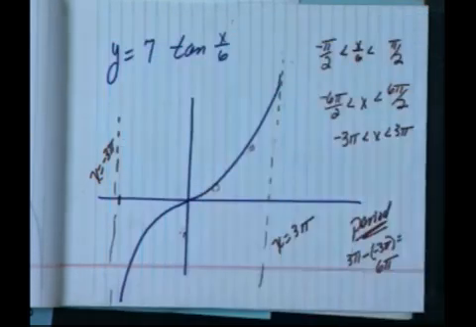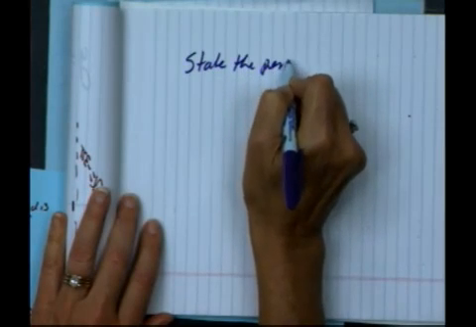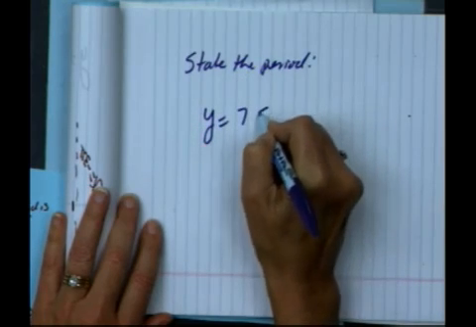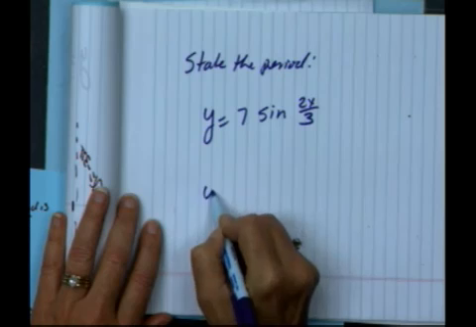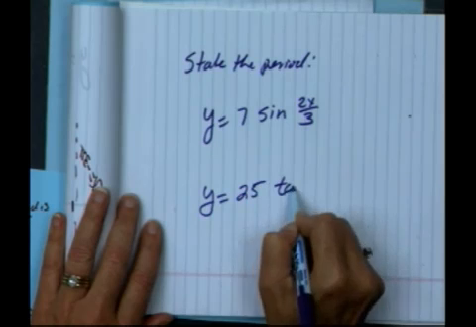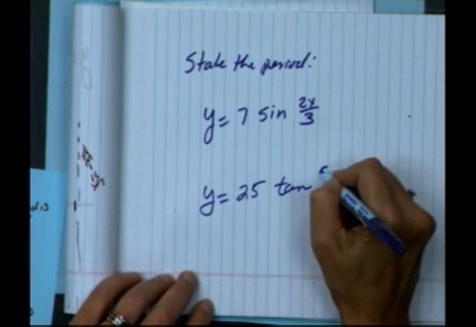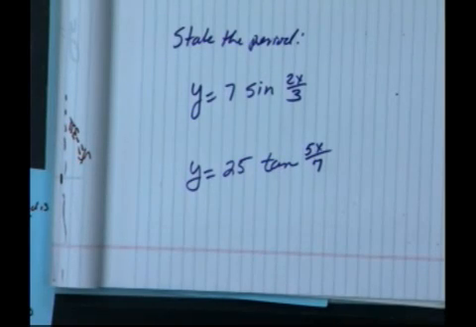All right, one more, and then I'm going to have to claim you're experts unless you ask me something. I want you to state the periods for each of these functions: y equals 7 sine 2x over 3, and y equals 25 tangent 5x over 7. State the period for me. Find it.